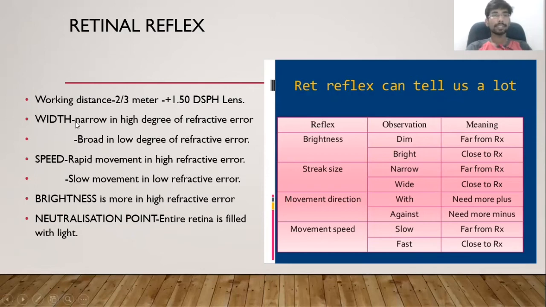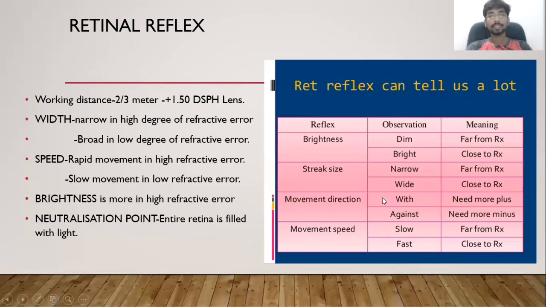Width of the retinal reflex is narrow in high degree of refractive error. Suppose the patient has a high degree of myopia, the width will be very narrow, and the width will be broad in low degree of refractive error. Suppose the patient has low myopia, the width will be very broad. Speed is rapid in case of high refractive error. It will move very rapidly. Speed is slow in case of low refractive error. Brightness is more in case of high refractive error, and the neutralization point is when the entire retina is filled with light.